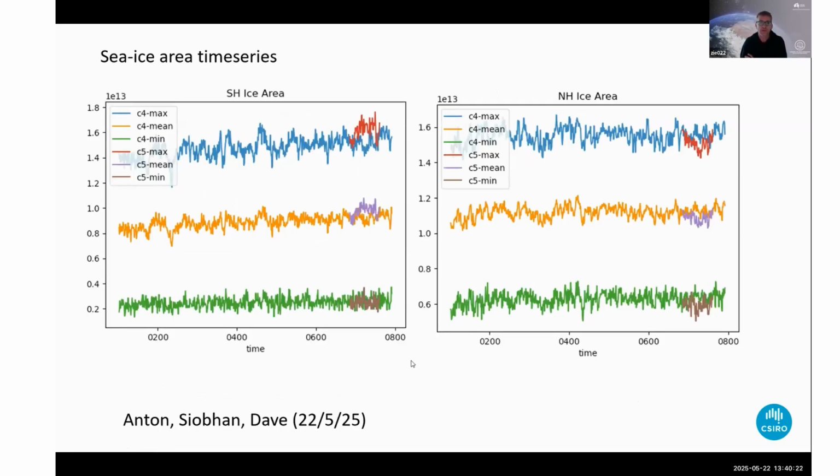This is the sea ice shown here for our original spin-up with size 4.1.